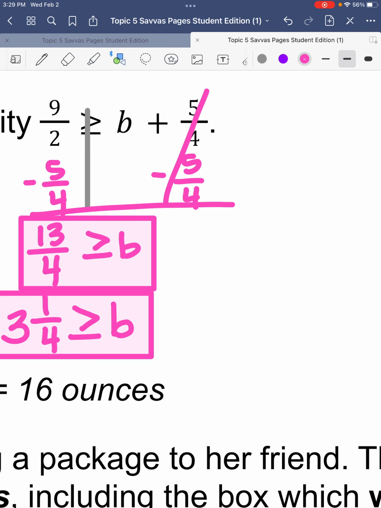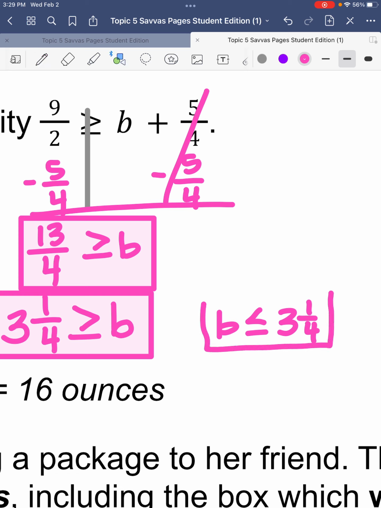Now I want to ask you this question. What if I wrote it so my b was over here on the left-hand side and 3 1/4 was on the right-hand side? What would happen to my inequality symbol? Would it stay the same or would it change? Well, notice the open side is next to my mixed number. So wouldn't I need to keep the open side next to my mixed number and the pointy side next to my b? Yeah, I would. So my inequality sign would actually flip. So it would become b is less than or equal to 3 1/4. So again, this is another equivalent acceptable answer.